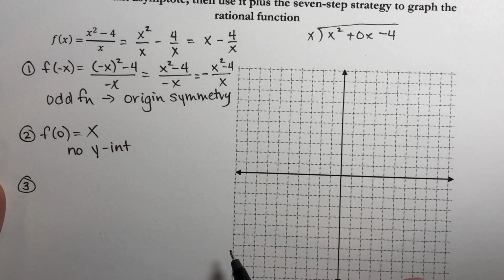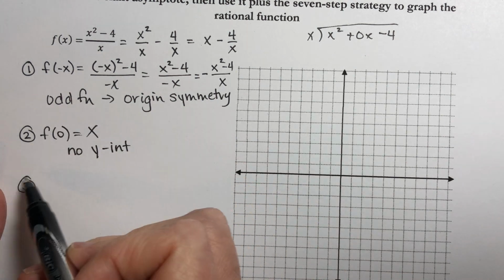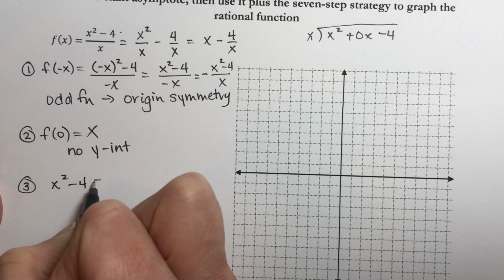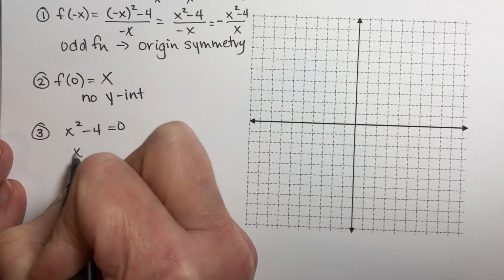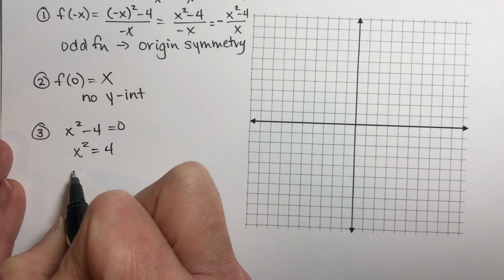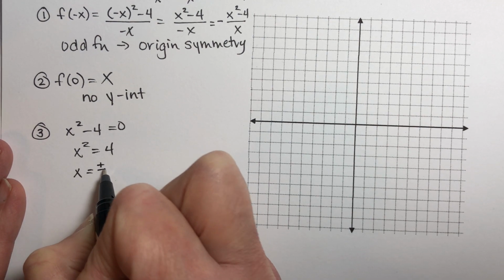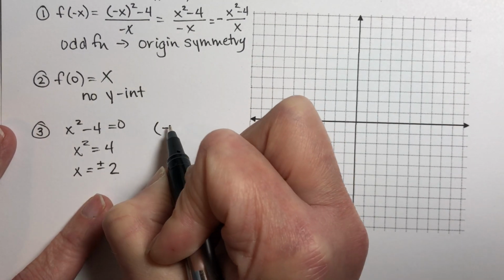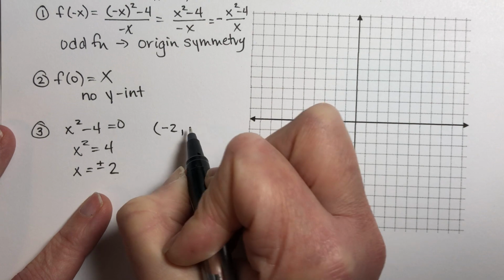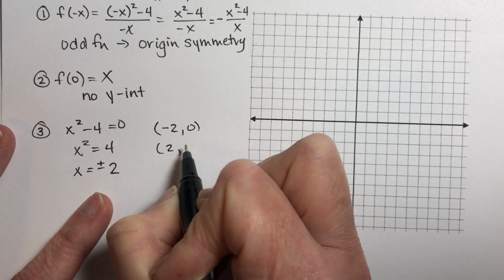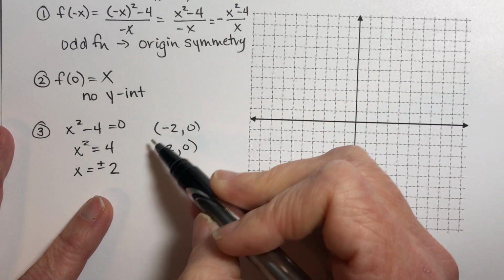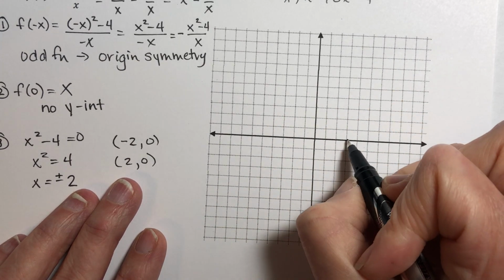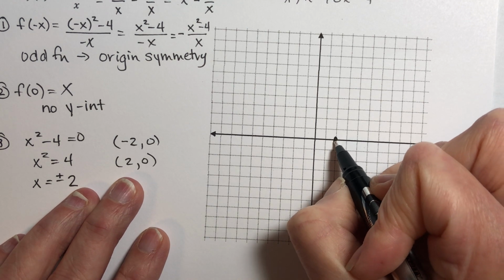All right, step 3 is to find our x-intercepts if we have any, which means you take your numerator and set it equal to 0 and solve it. So x squared minus 4 equals 0. Well, that's x squared equals 4. Take the square root of both sides with a plus or minus, and you get x equals plus or minus 2. So I have an x-intercept at negative 2, 0, and I have one at 2, 0. And remember, I have symmetry, so I kind of expect this to happen. So I'm going to go ahead and plot these: 2, 0, and negative 2, 0.